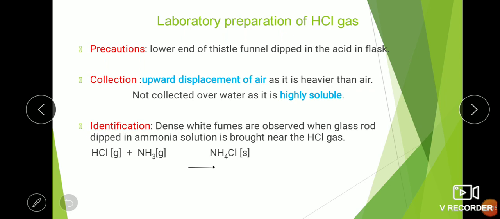Now, what are the precautions required for laboratory preparation of HCl? The first precaution would be maintaining the temperature below 200 degrees Celsius. Second would be the lower end of the thistle funnel should be dipped in the acid in the flask.